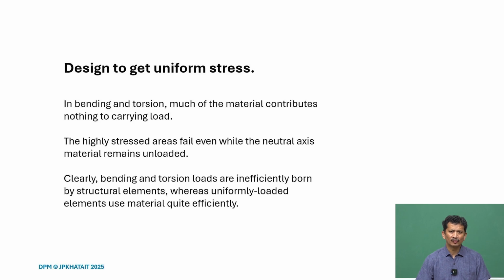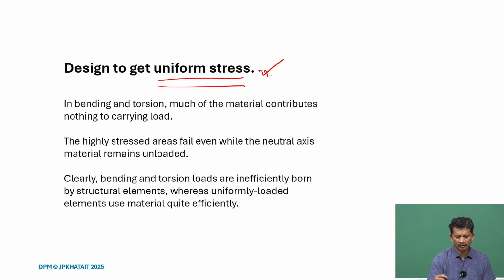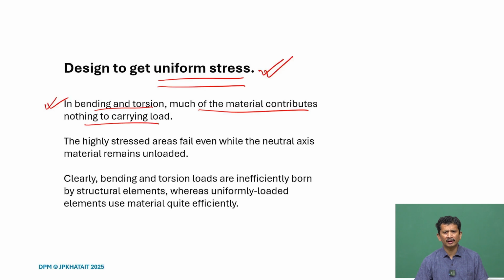So, one design principle, if we are looking for high stiffness and rigidity, is to get uniform stress and try to design for that. What we realize is that in bending and torsion, much of the material contributes nothing to carrying the load. Only the outermost layer, the top or bottom layer, is significant, and therefore we try to focus on that.